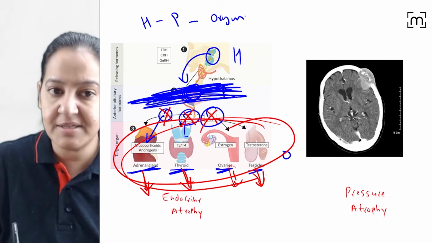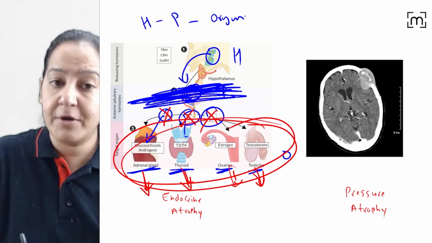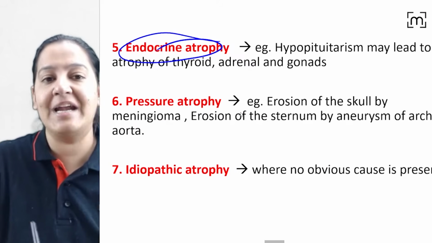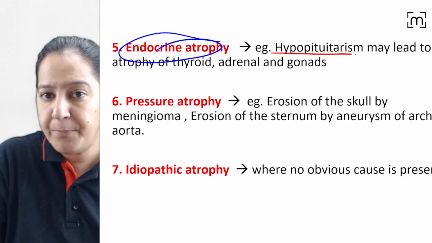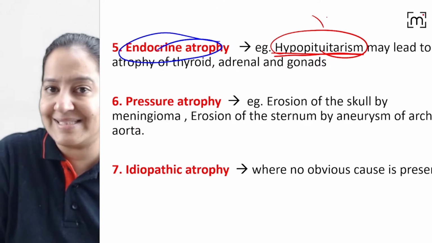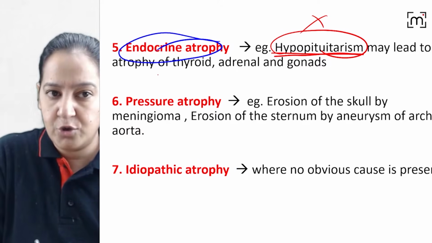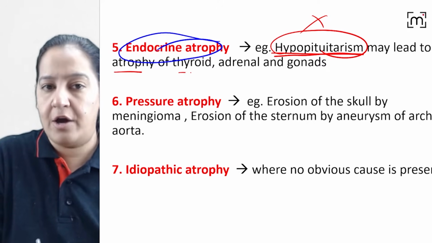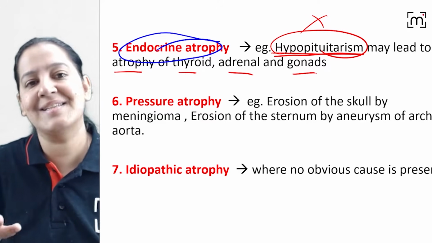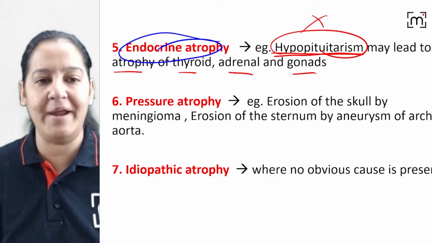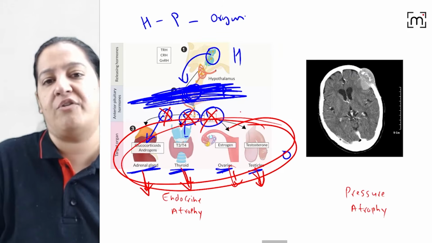Now this reduction in size is due to lack of hormones. Because the hormones are absent, it is known as endocrine atrophy. So it is hypopituitarism. If the pituitary is less, it is absent, it may lead to atrophy of 3 organs: thyroid, adrenal, and gonads. That is the example of endocrine atrophy. You got my point? The next example is the pressure atrophy, the last one.